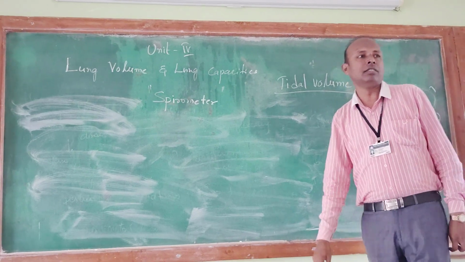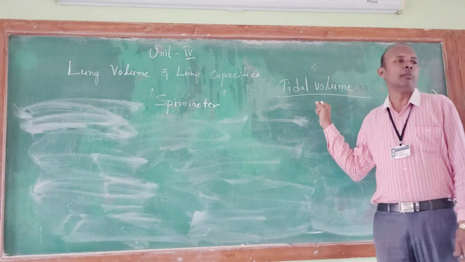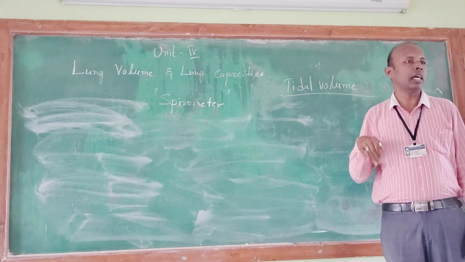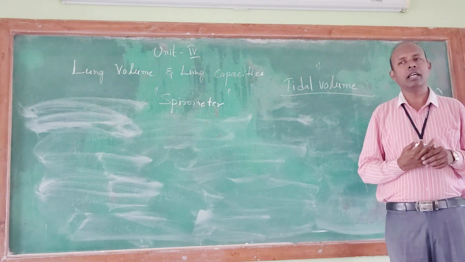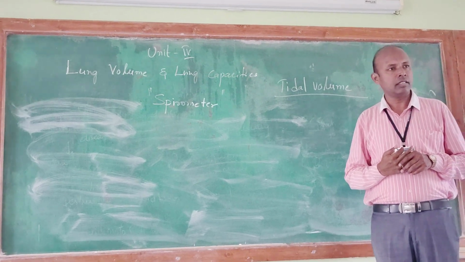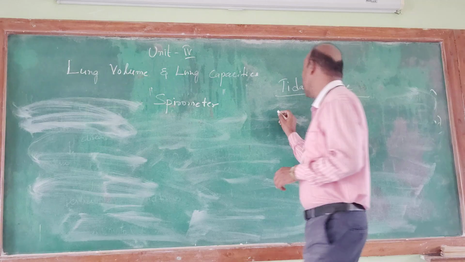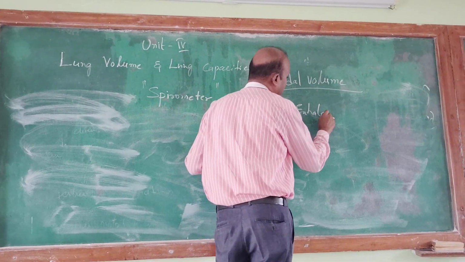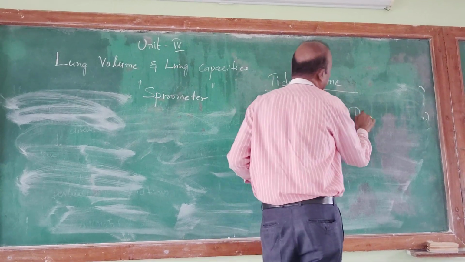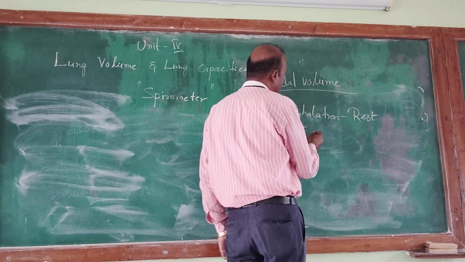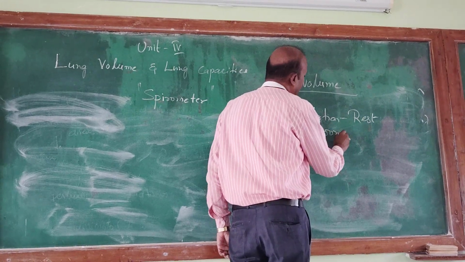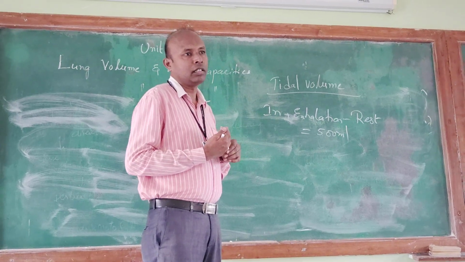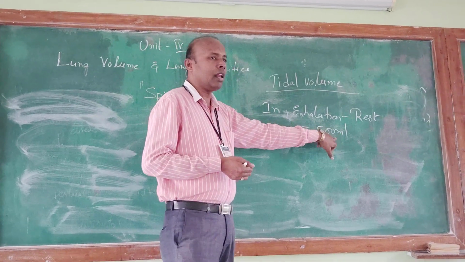Tidal volume is defined as the amount of air present during normal inhalation and exhalation at rest. It is normally 500 ml in both males as well as females. So what is this ml?